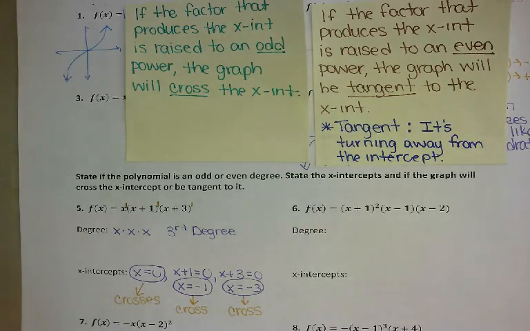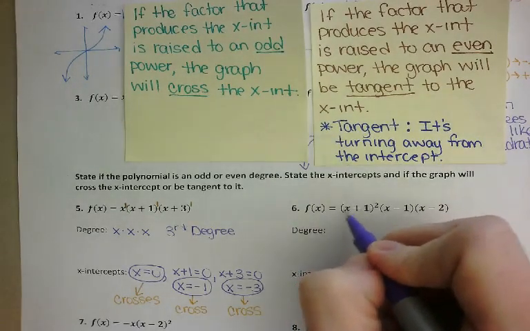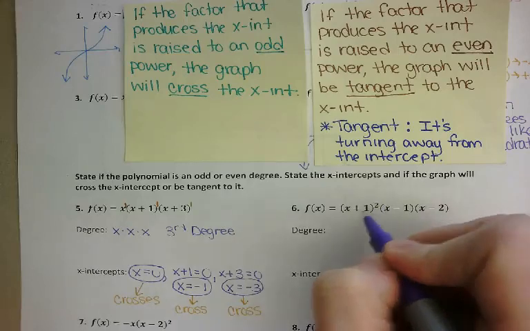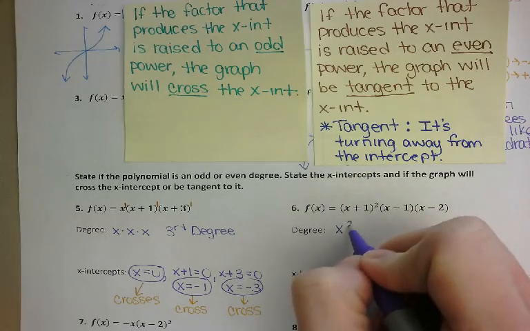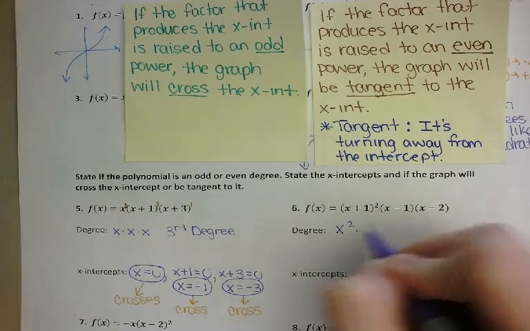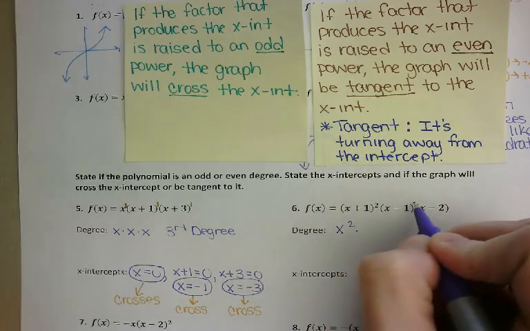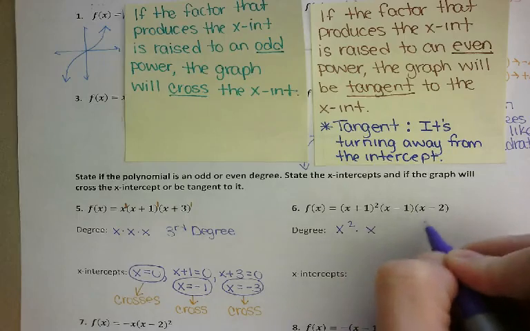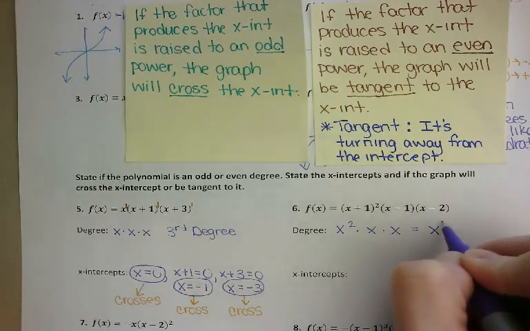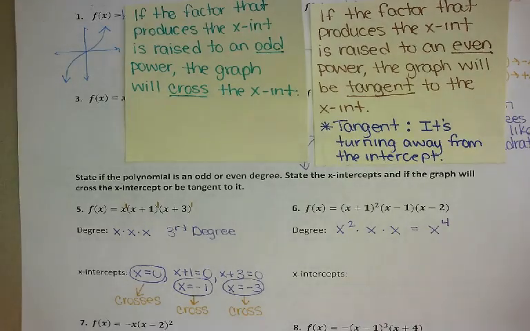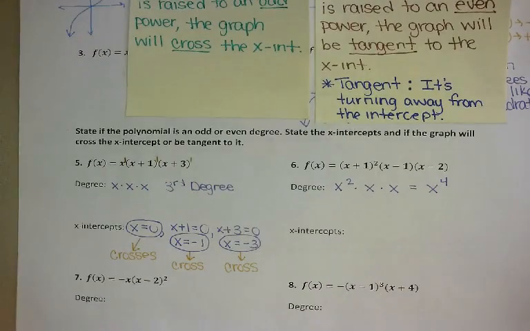Okay. Looking at this one, this is an x plus 1 squared. So technically I have two x's here. So I have an x squared on this one. There's only one x on this factor. There's only one x on that factor. So total this is 4 x's. So it's a 4th degree polynomial.